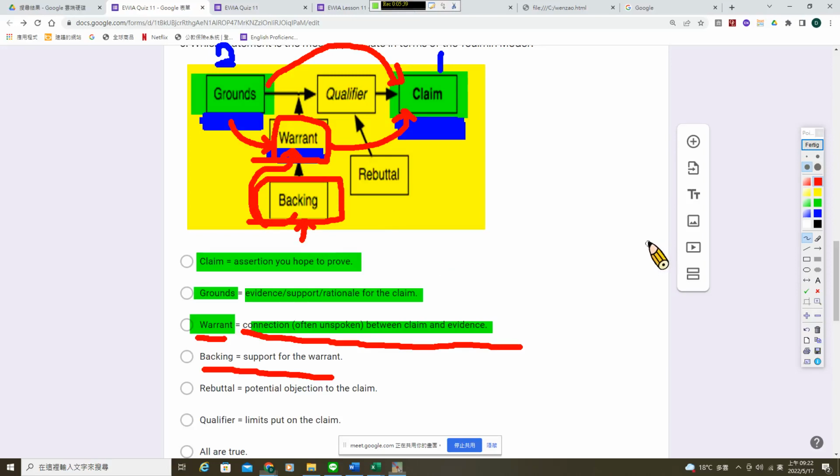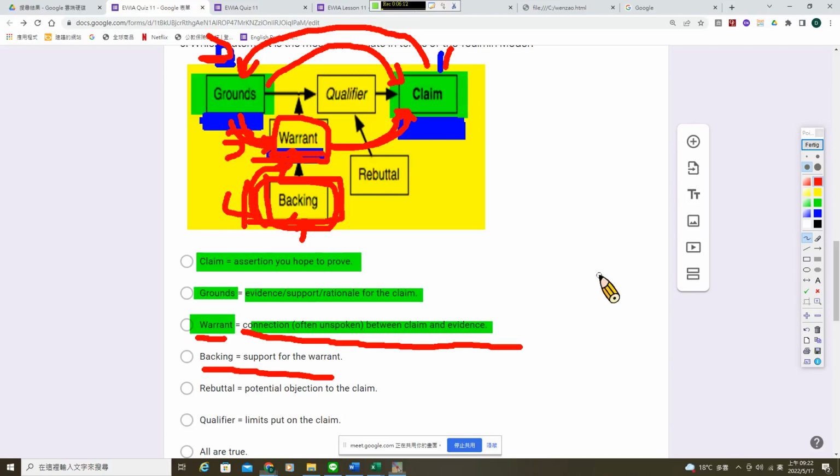So let's see from now. Now we have 4 different components for the argumentation. That is, we start from the claim, and because we have the grounds, and because we have the warrant to support the claim. But the warrant does not come out of nothing, because we have a certain backing to support the warrant. So far we have 1, 2, 3, 4.